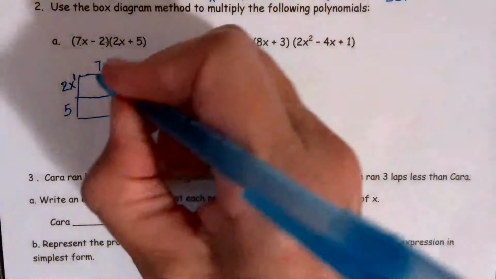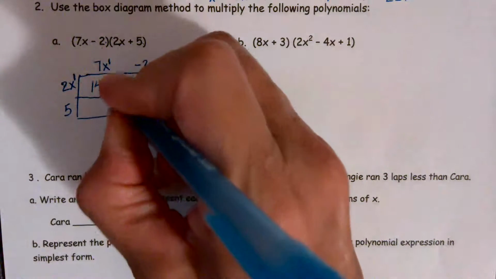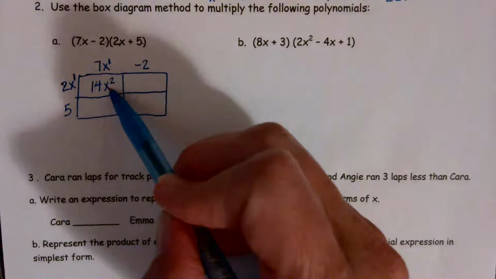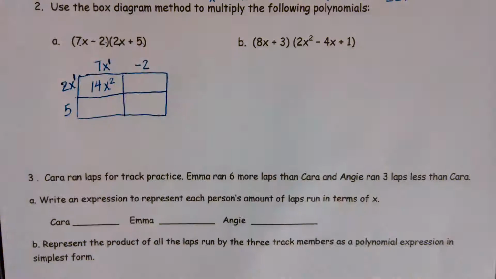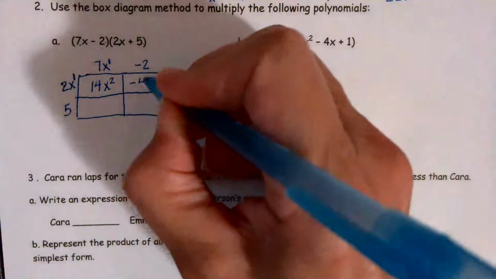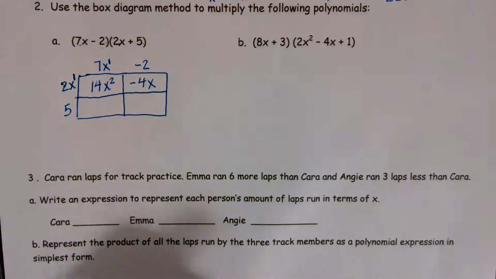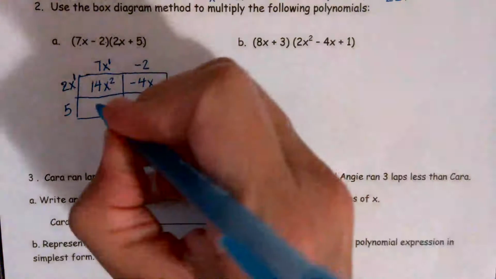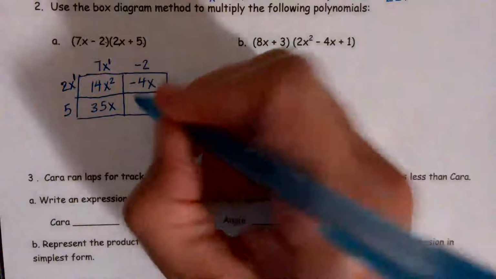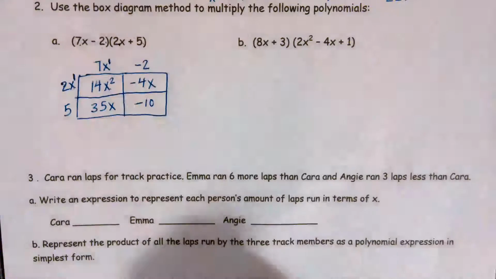2x times 7x to the first is 14x squared. When I multiply the variables, keep the variable and add the exponent. 2x times a negative 2 is a negative 4x. 5 times 7x is 35x. And 5 times negative 2 is a negative 10.